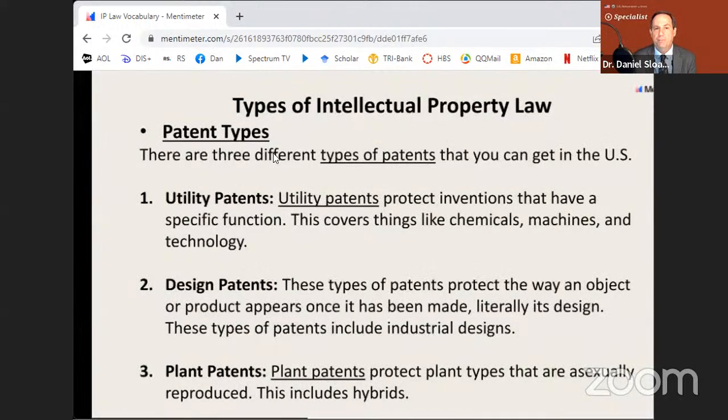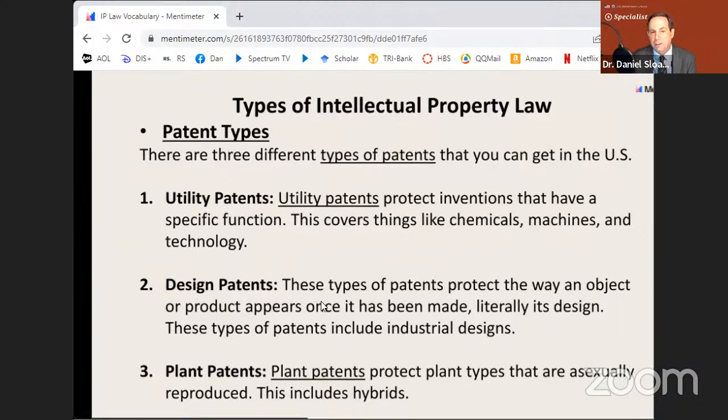Okay, very good. So, intellectual property right law again, patent types. We're going to talk about the types of patents. We have 3 different types of patents that you can get in the US. A utility patent: utility patents protect inventions that have a specific function. This covers things like chemicals, machines, and technology.